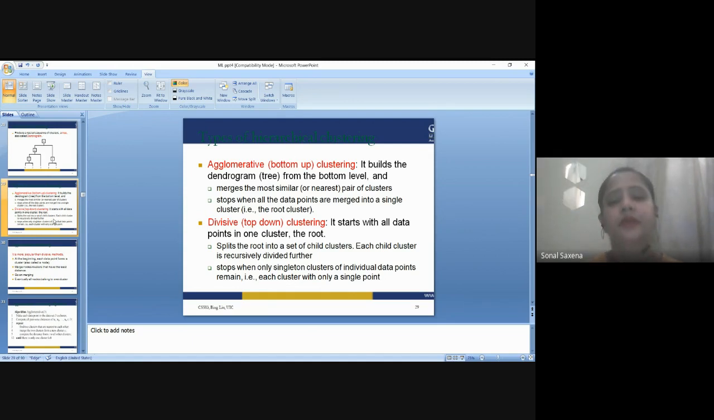Now, the second category of clustering is divisive, that is top-down. This basically starts with all the data points in one cluster, the root. We consider it a very big, common cluster. Then we split the root into a set of child clusters, and each child cluster is recursively divided further. Where do we terminate this process? We terminate when only single clusters of individual data points remain, that is, each cluster has only a single point. Only then do we stop this type of clustering. I hope these two points are clear to you: what is agglomerative clustering and what is divisive clustering.